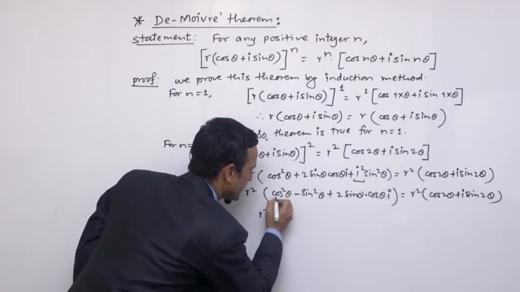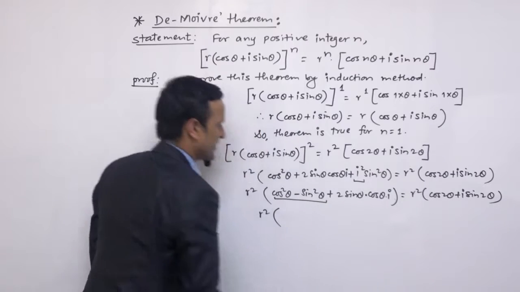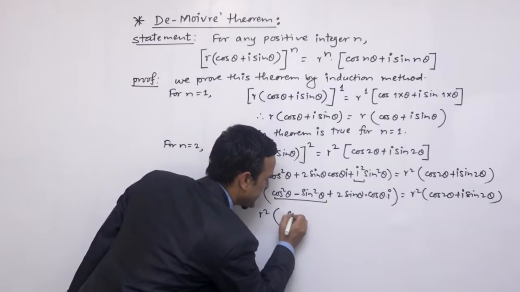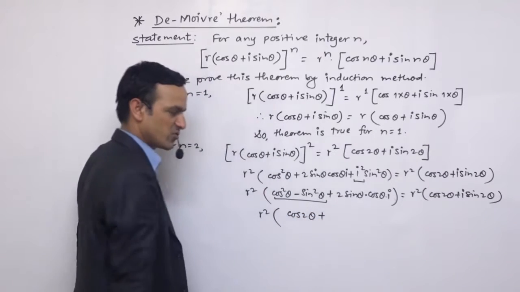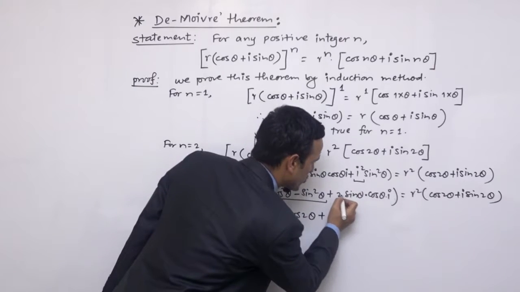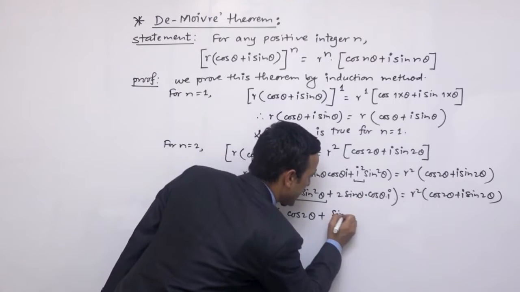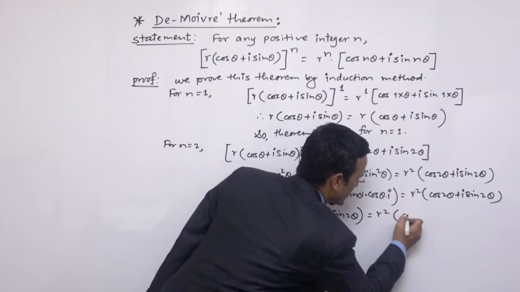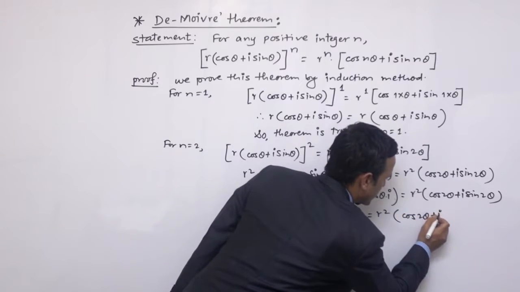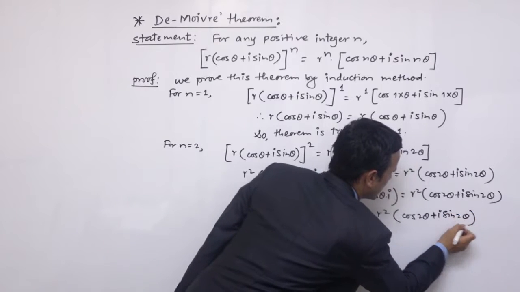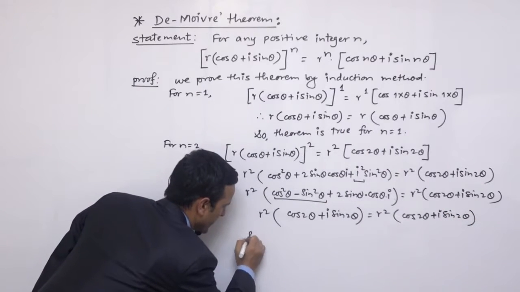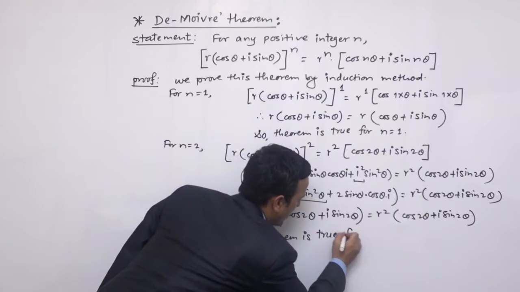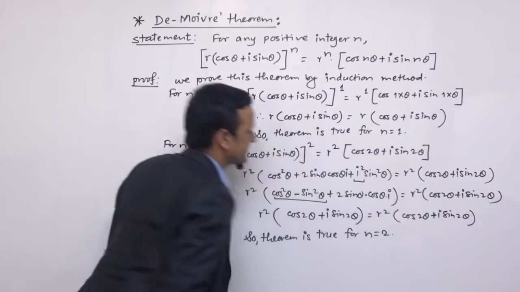So if we solve it, then cos square theta minus sin square theta means it is also a trigonometrical relation. So its formula is cos 2 theta. This is cos 2 theta, and here is also 2 sin theta cos theta, which means sin 2 theta, and this i means this one. So r square is equal to cos 2 theta plus i sin 2 theta. So the theorem is true for n is equal to 2.